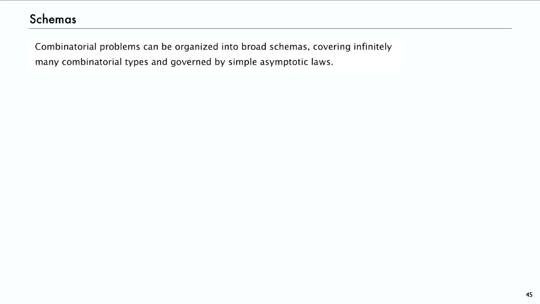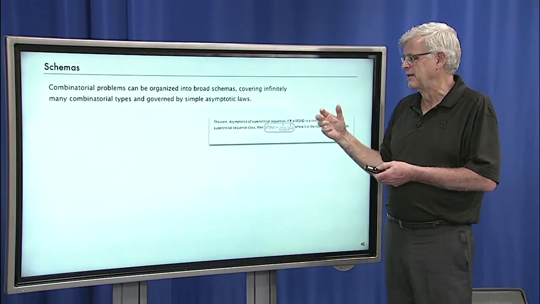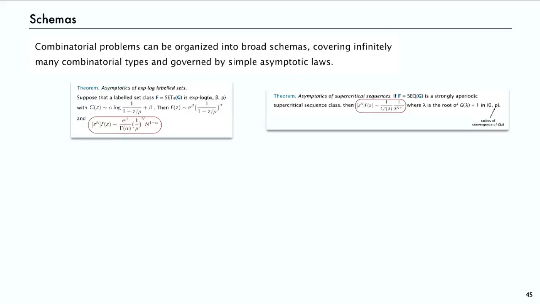But more than that, there are schemas. We saw in several lectures that we can organize combinatorial problems into broad schemas that cover infinitely many combinatorial types and have simple asymptotic laws that govern them. So we looked at the supercritical sequence schema. If it's built as a sequence with certain technical conditions, we know the coefficient asymptotics.